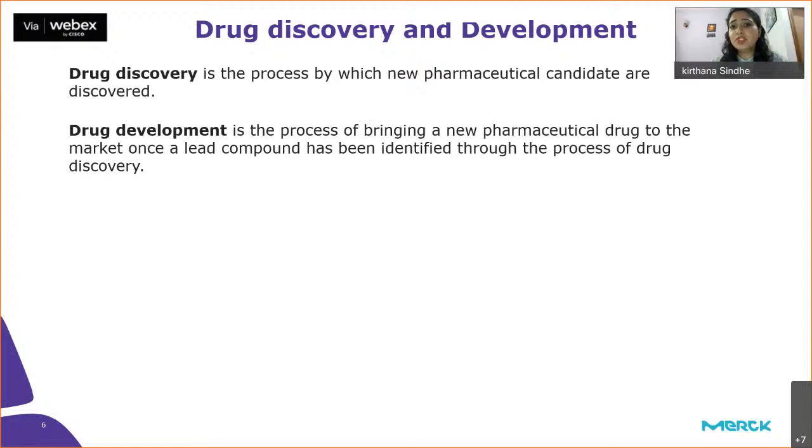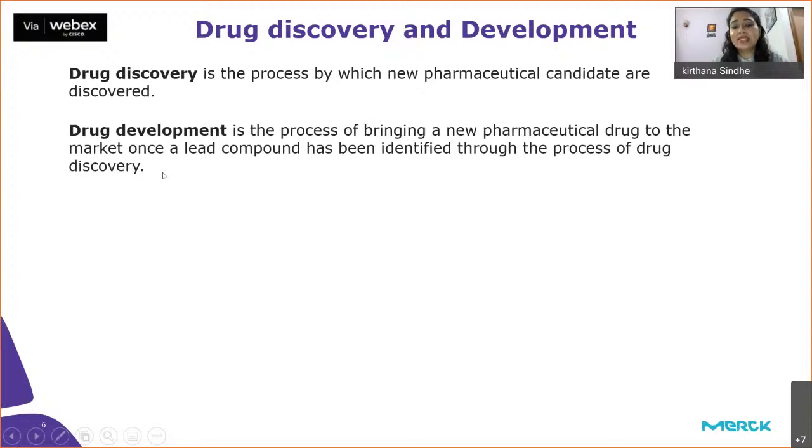It's a process by which new pharmaceutical candidates are discovered. A pharmaceutical candidate could be a chemical compound or it could be a biological compound, mostly having a pharmaceutical activity. So when you discover a new compound, we call it drug discovery because you discovered it.